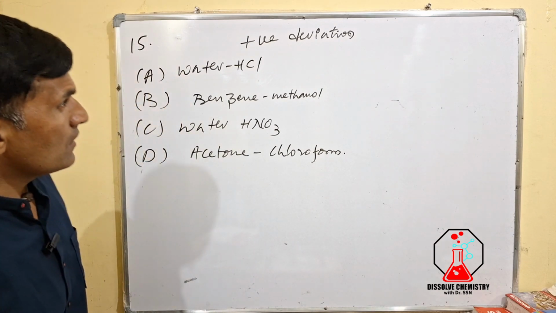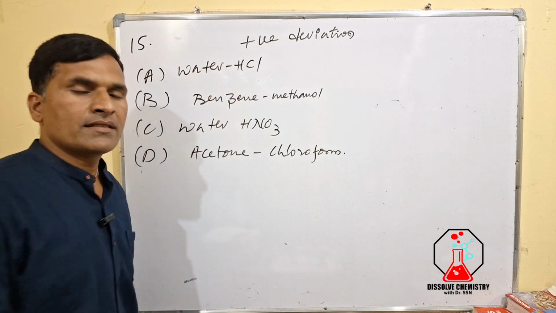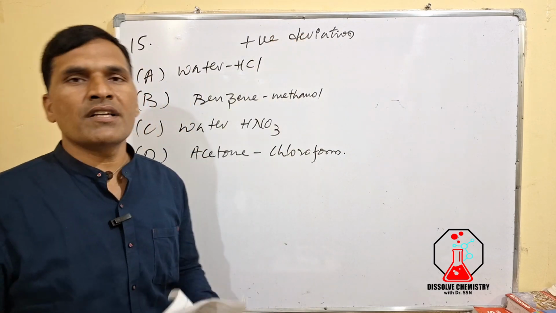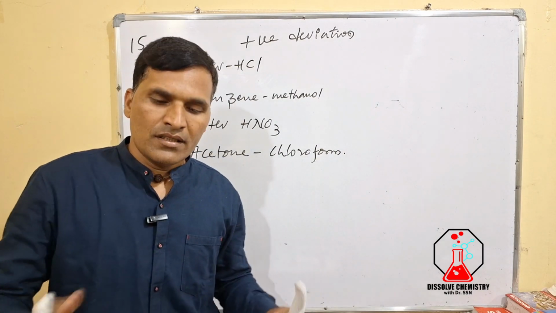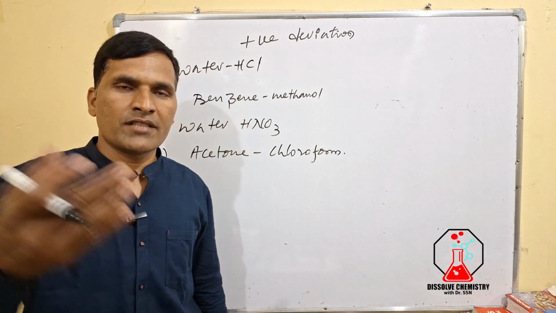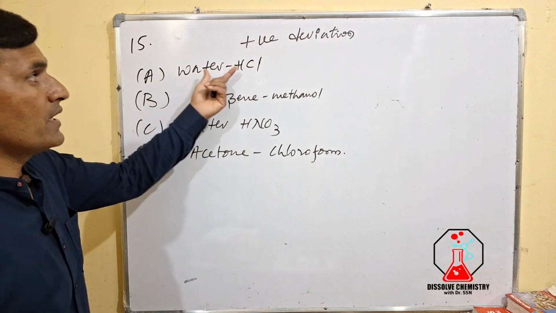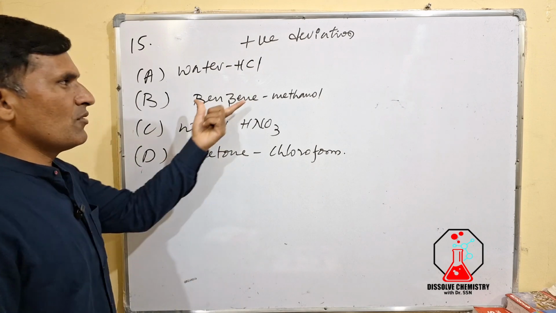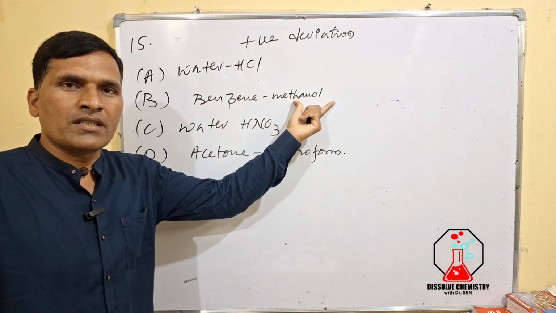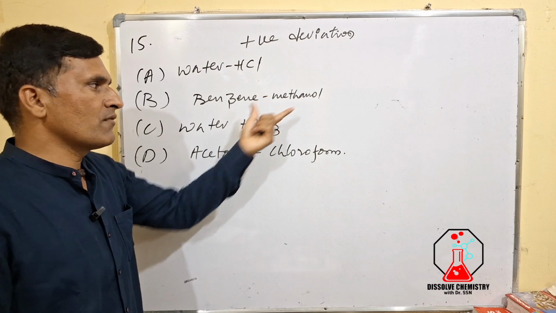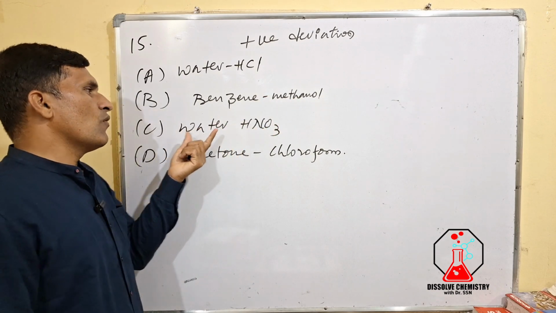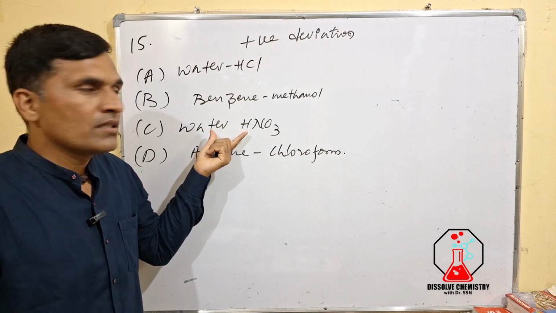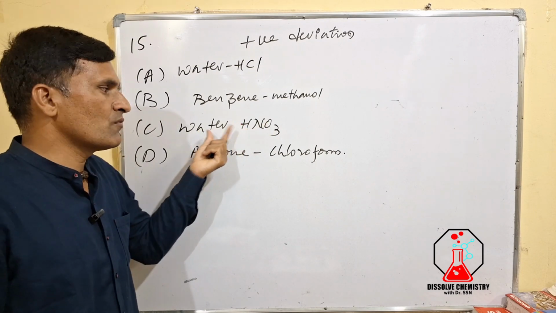The first option is water and HCl. HCl has a very good affinity for water, so it cannot show positive deviation, which means molecules should repel each other, and then vapor pressure would be greater than what we expect for an ideal solution. So there is an associative relationship between water and HCl. Benzene and methanol, I don't know, it is going to show positive deviation, still we will try to confirm from the other options. Water and HNO3, again it is an acid, so it has more affinity for water and associative behavior with water.